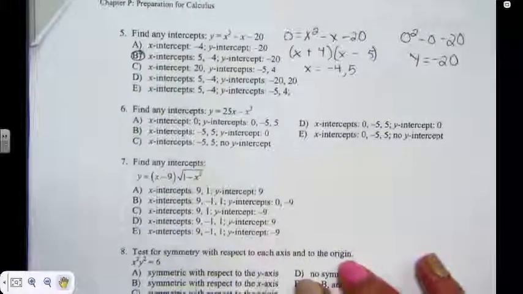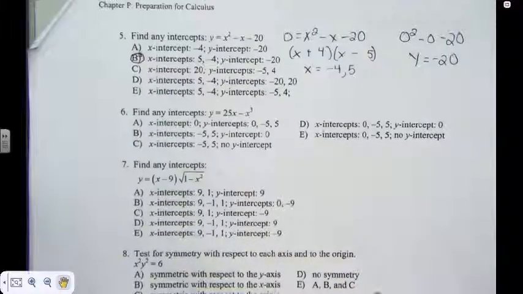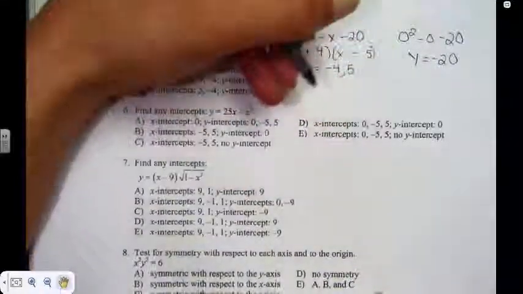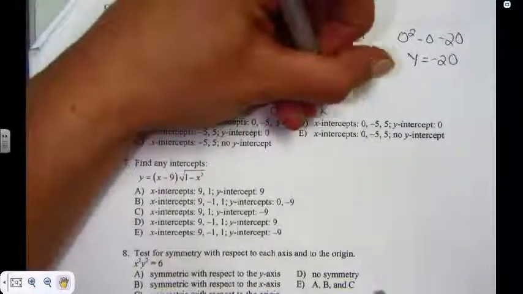Okay, for number 6, we're going to do the same thing. So for the x-intercepts, you set the y equal to 0. So 0 equals 25x minus x to the third. We can take an x out of there: x times 25 minus x squared.